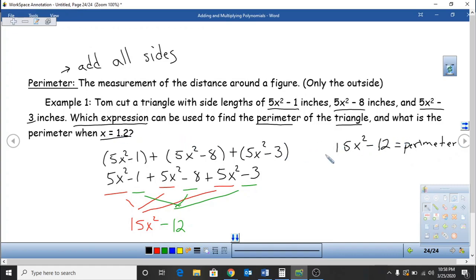Okay, but they want to know, well, what would the perimeter be if x was 1.2? Well, if x is equal to 1.2, I'm going to do the same thing I did last time. Everywhere I see an x, I'm going to replace it with 1.2. So right now I have the 15, and I'm going to replace x with 1.2. Now it does have an exponent, so I need to keep that exponent there, minus 12. Okay, so I'm going to figure out what this is.